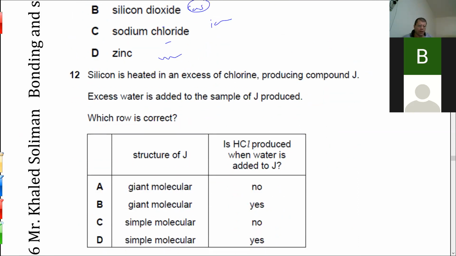Silicon is heated in excess chlorine producing compound J. This one is related to the big table, so we will not answer it now. We will leave it for some time.